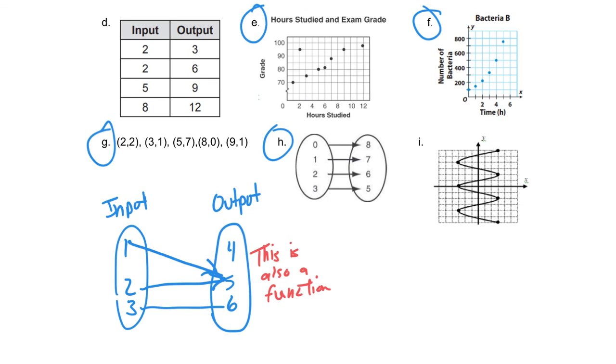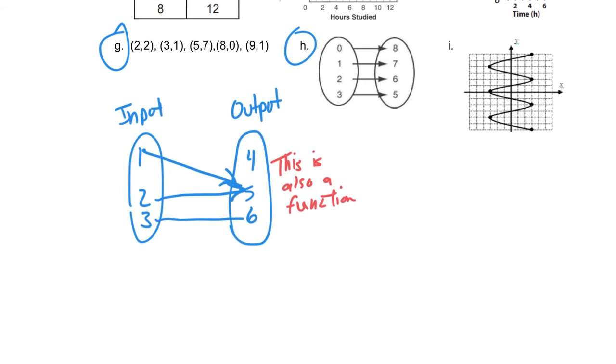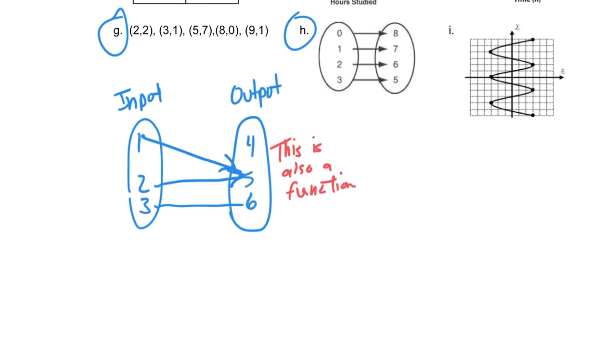Because each input has its own output. They may go to the same output, but that's fine. And if I were to put this as ordered pairs, this would be 1, 5, and then 2, 5, and then 3, 6. Those are ordered pairs that represent a function as well.